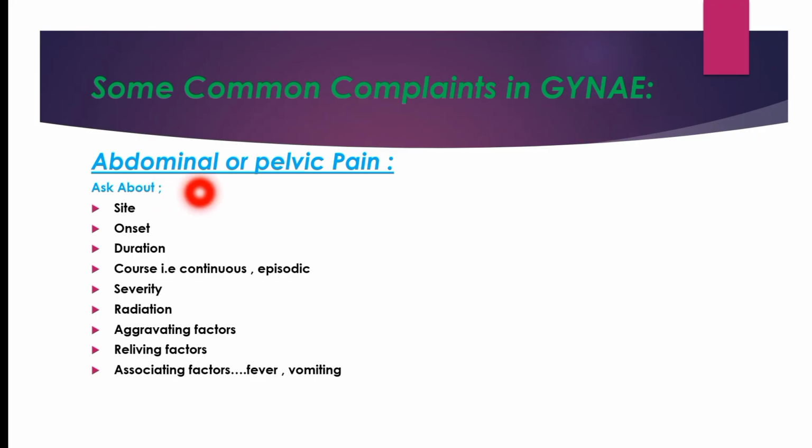Now let's talk about some common complaints in gynae. The first one is abdominal or pelvic pain. So in pain history, ask about the site of the pain, the onset of the pain, whether it is sudden or gradual in onset. Also ask about the duration of pain, the course of pain, whether the pain is continuous or episodic, and the severity of pain, whether it is mild, moderate, or severe in intensity. Also ask whether the pain radiates to any area or not. Also ask about the aggravating factors, relieving factors like any medication that relieves the pain, and the associated factors like fever or vomiting associated with the pain or not.